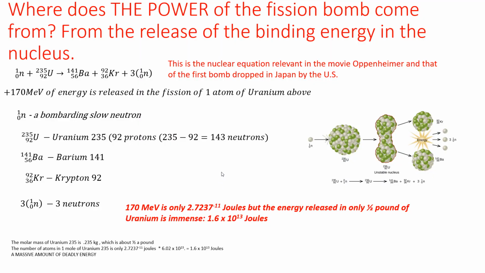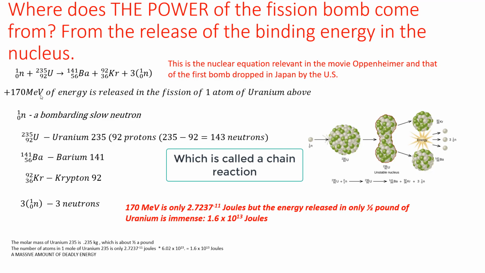A little bit more about the end products. Barium-141 is produced, and also krypton-92 is produced. And again, here are the 3 neutrons that are also coming out of this reaction. This is important because if you have a large number of uranium-235 atoms, these neutrons, which come out of this reaction, can induce fission in other atoms of the sample.